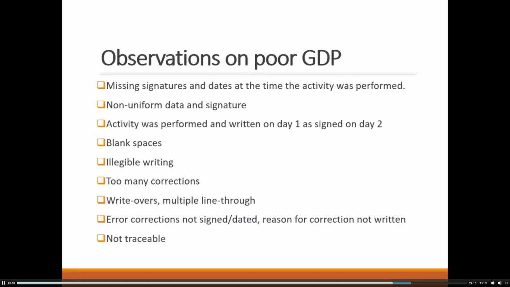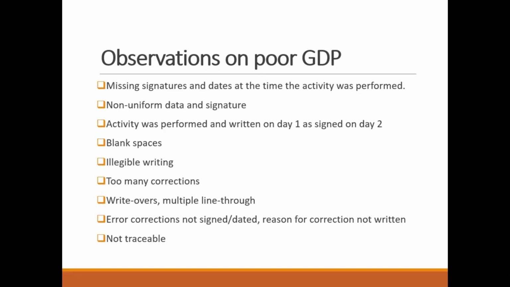So some observations on poor GDP in audits would include things like missing signatures and dates at the time the activity was performed, or non-uniform data and signature used. Activity was performed and written on day 1 and signed off on day 2. Blank spaces being left in notebooks or in records. Illegible writing is another one.